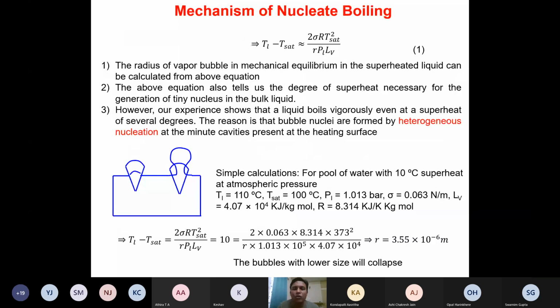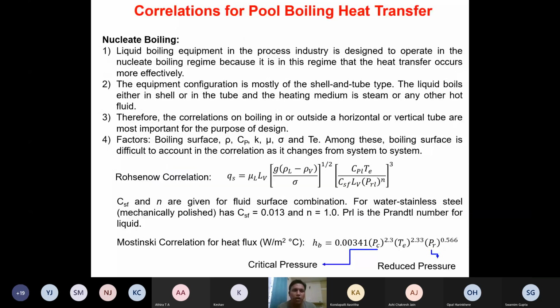Again, we have seen several correlations. We have seen the correlations mostly for the nucleate boiling regime. The important correlation is the Rohsenow correlation, which is the more accurate one. Then there is the Mostinski correlation, which is simple but not as accurate as the Rohsenow correlation. Again, you can get the order of magnitude of the heat flux or the heat transfer coefficient using the Mostinski correlation.